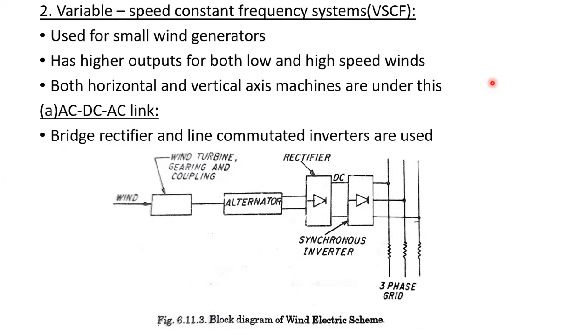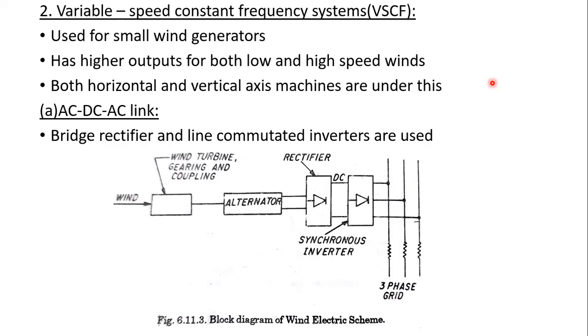The variable speed operation of the electric system yields higher output for both low and high wind speeds. This results in higher annual energy yields per rated installed kilowatt capacity. Both horizontal axis and vertical axis turbines will exhibit this gain under variable speed operation. So the popular schemes to obtain constant frequency output are discussed below.